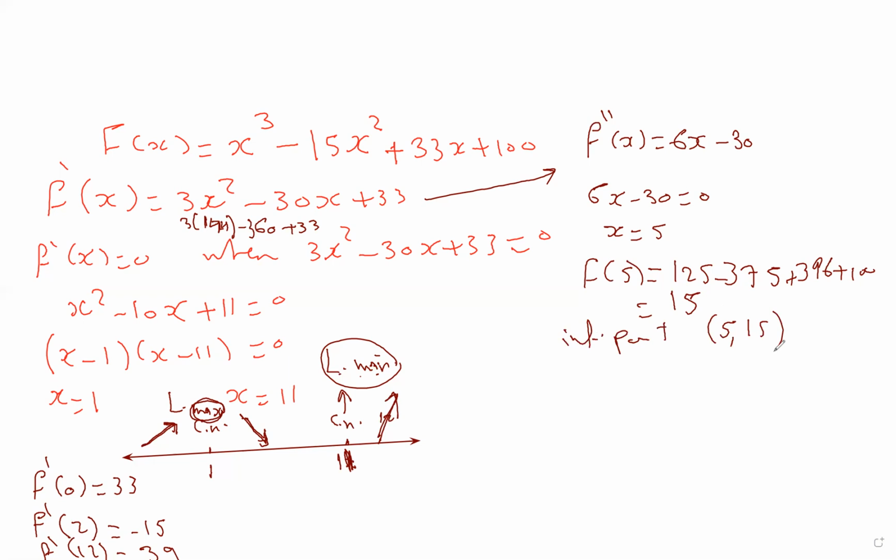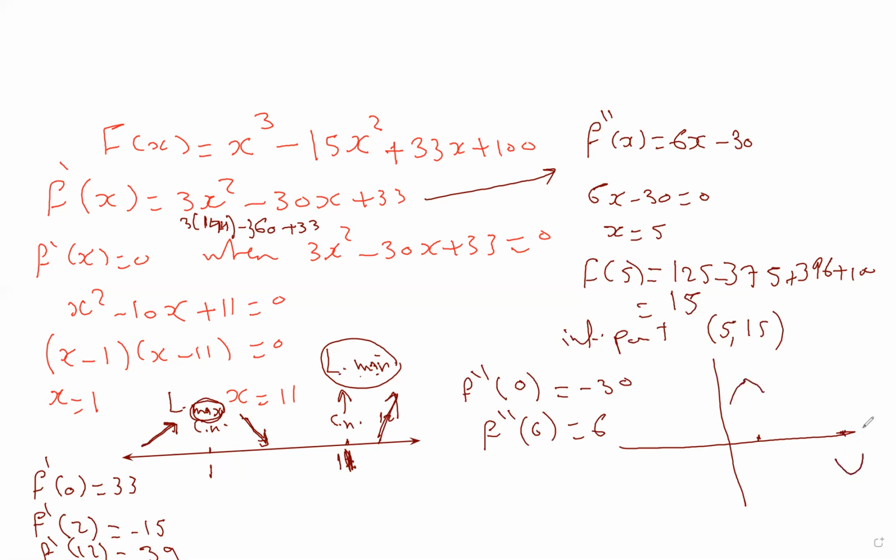So find any number, f double dash of any number before 5, which is 0. It will be negative 30. And any number after 5, which is 6. 6 times 6, it will be positive 6. So the function will be, okay, at x equals 1 and x equals 11, it will be maximum and minimum. Okay, and the inflection point at 5.